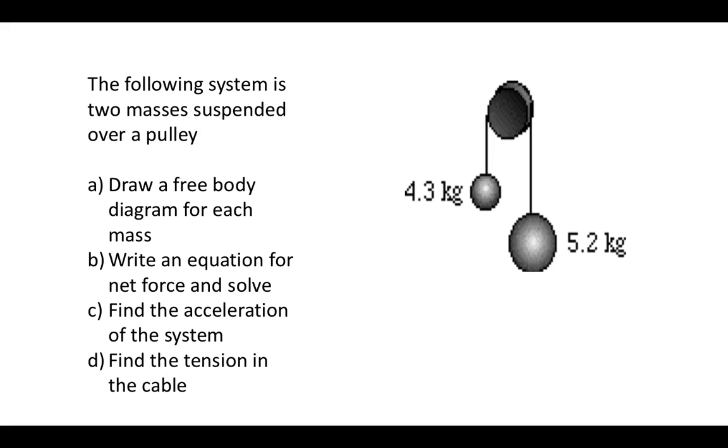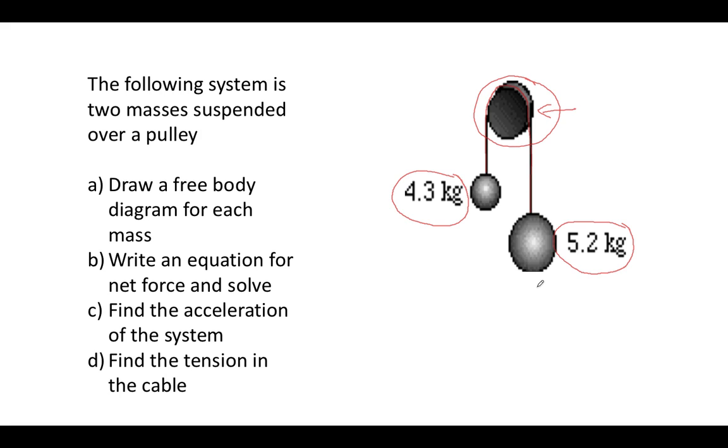So in this particular question, we're going to be going over an example of a pulley system. So you have a pulley here, and you have two masses: a 5.2 kilogram mass attached to the pulley and a 4.3 kilogram mass attached to the pulley. This string goes all the way around and connects the two masses together. And the pulley is just this wheel that is free to turn as the masses pull on each other.